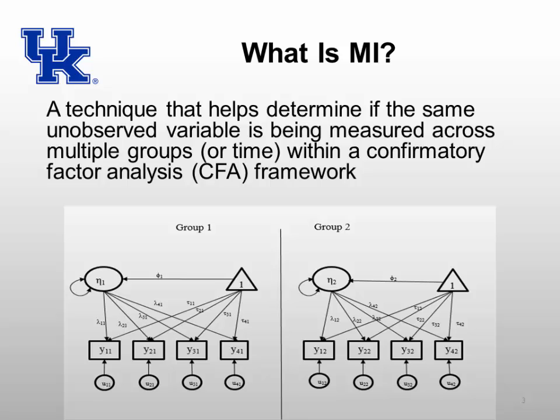So first of all, what is measurement and variance? This is a diagram that we'll refer to frequently through the day, and I want to just walk you through a general overview of what measurement and variance is. Basically, it's a modeling technique that we use that helps determine if the same unobserved or latent variable is being measured the same across groups within a confirmatory factor analysis framework. Again, we're focusing today on measurement and variance with categorical indicators. We can also do measurement and variance across time. We'll talk about that another time.